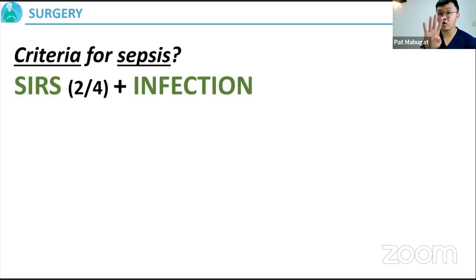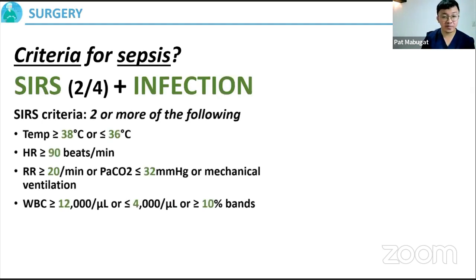So SIRS actually has 4 variables. For sepsis to qualify, you only need to have 2 out of 4. So for the SIRS criteria, we have 2 or more of the following. We have temperature more than or equal to 38, less than or equal to 36, heart rate more than or equal to 90 beats per minute, RR more than 20 per minute, or PCO2 less than 32. The reason for PCO2 being less is because, remember, if you have tachypnea, if you're breathing more, carbon dioxide is being expelled out more. So you're going to have less PCO2.